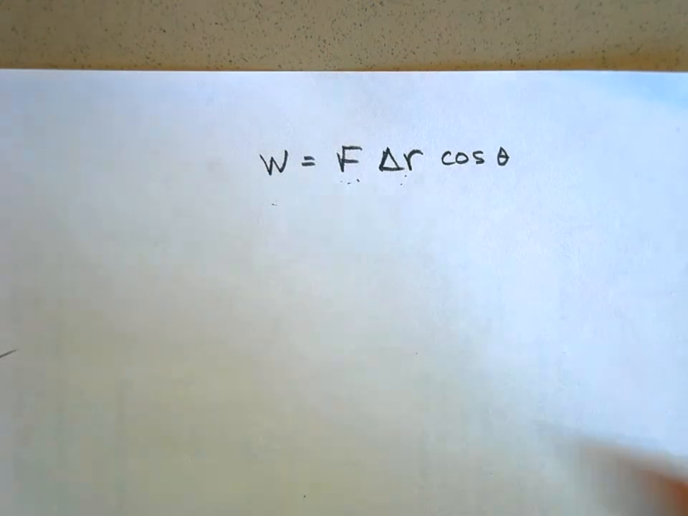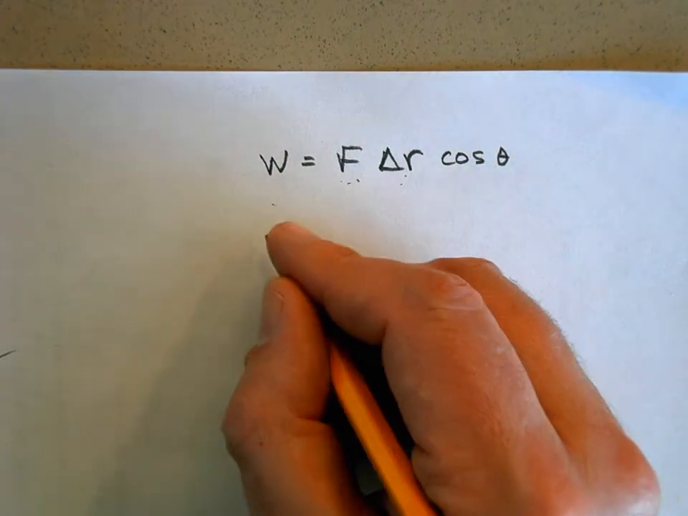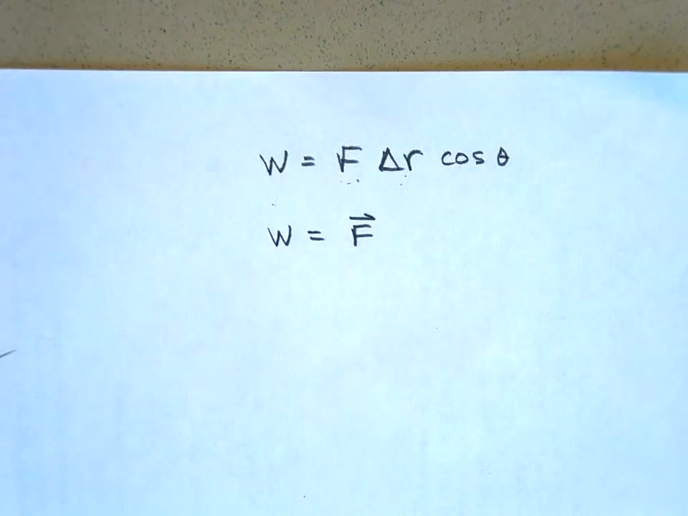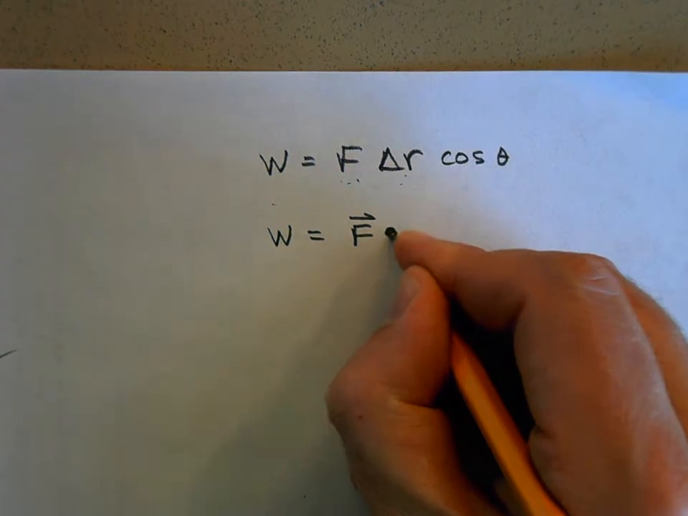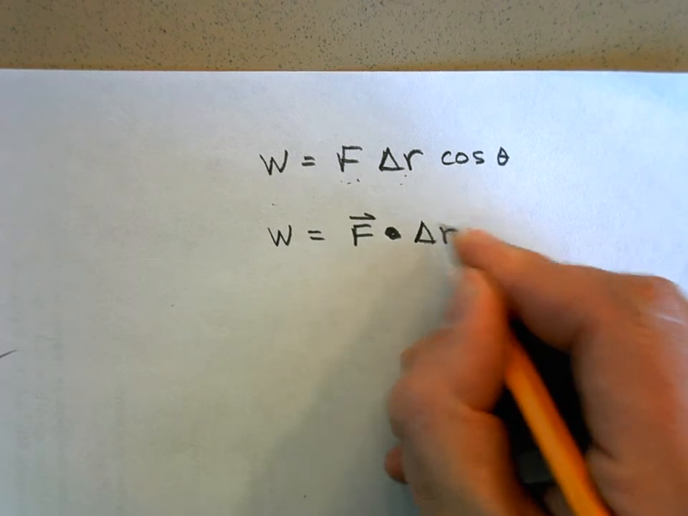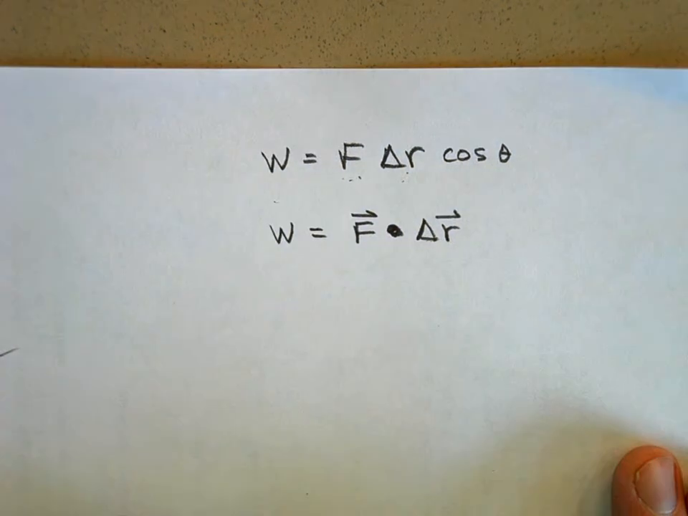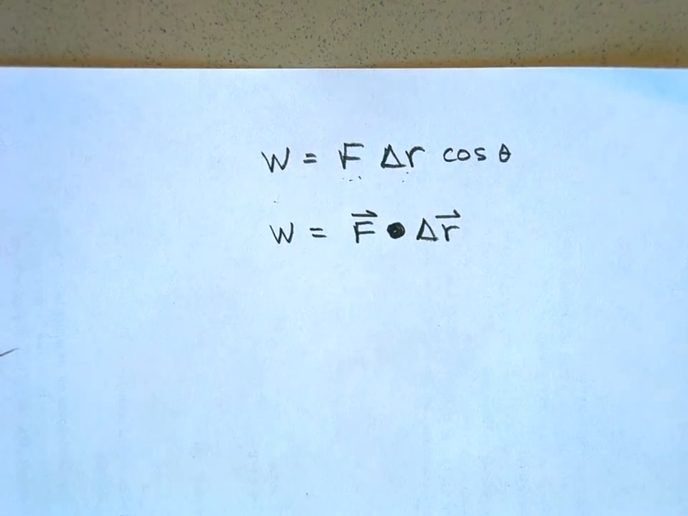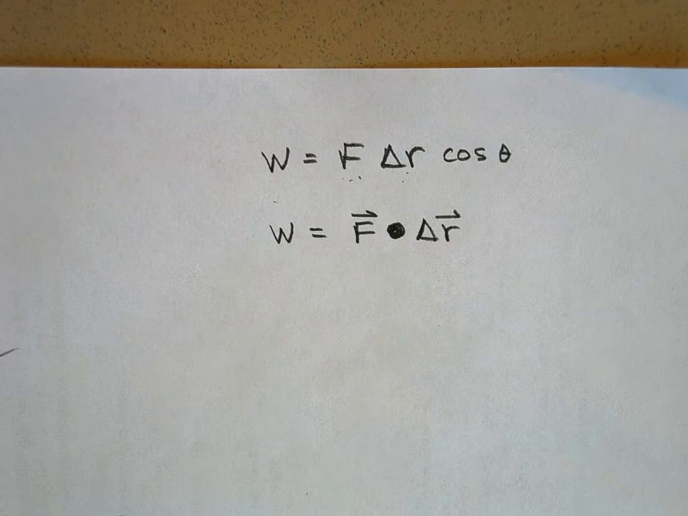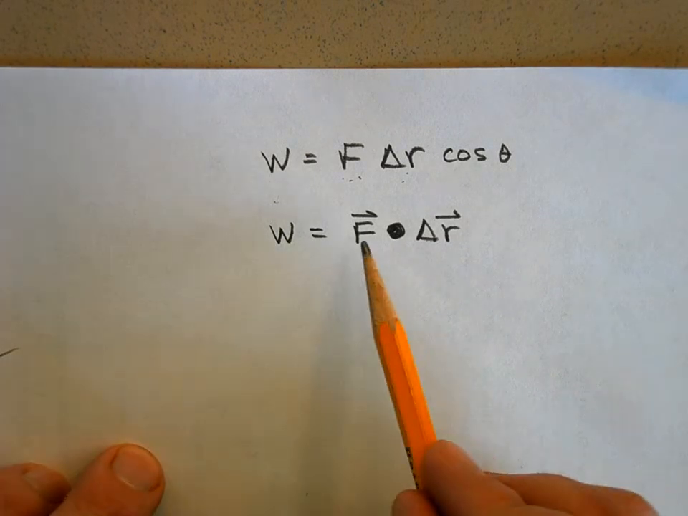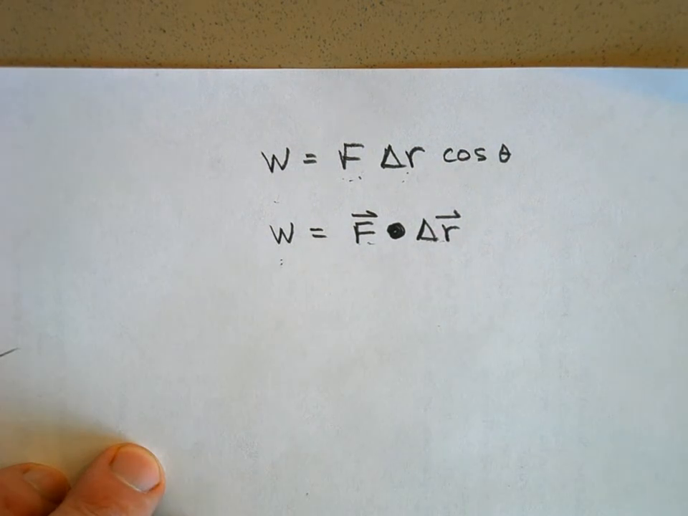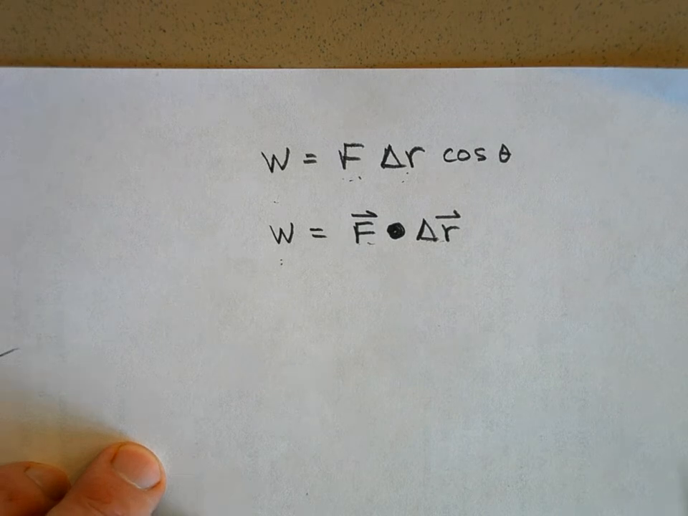This is called the dot product or the scalar product. Work is equal to F, vector, with a big old fat dot, delta R. Now what does this big old fat dot mean? It's an operator. It's telling you to do something with the quantities that surround it. It says, I'm going to multiply these two vectors in such a way that I get a scalar.